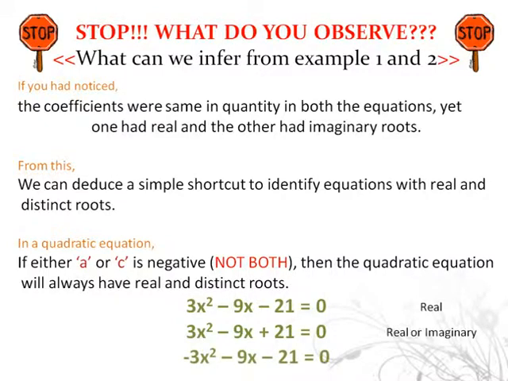Try this problem. We have minus 3x square minus 9x minus 21 equal to 0. What can you say about the roots of this equation? Are they real or imaginary? Well, because here the coefficient of x square and the constant both are negative at the same time, we cannot really comment, and the answer is they can be real or imaginary.